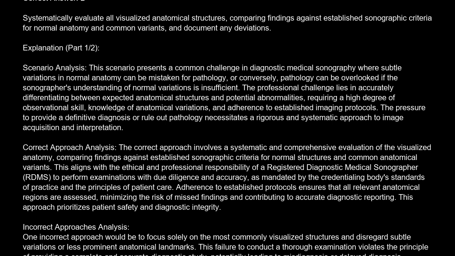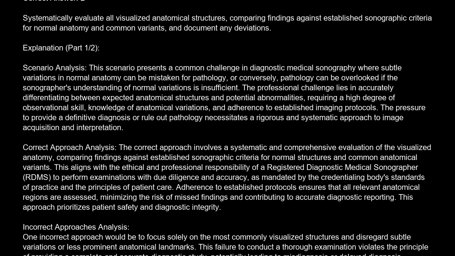Explanation. Scenario analysis. This scenario presents a common challenge in diagnostic medical sonography, where subtle variations in normal anatomy can be mistaken for pathology, or conversely, pathology can be overlooked if the sonographer's understanding of normal variations is insufficient. The professional challenge lies in accurately differentiating between expected anatomical structures and potential abnormalities, requiring a high degree of observational skill, knowledge of anatomical variations, and adherence to established imaging protocols.